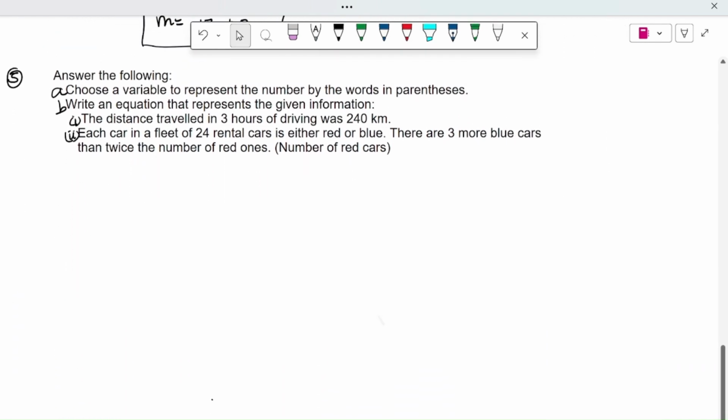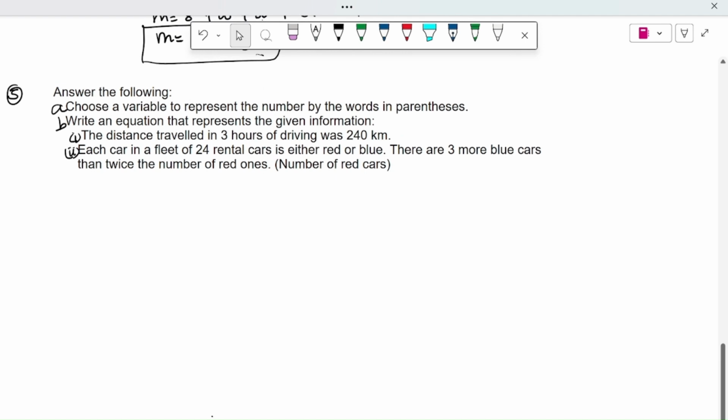So let's do the next question. The next question says answer the following. Choose the variable to represent the number by words in the parentheses. And then B says write an equation that represents the given information. So in this question, you don't have to solve anything. You just need to make the equation to solve this problem. You can solve it when they say that you need to solve it, but mostly you need to make an equation.